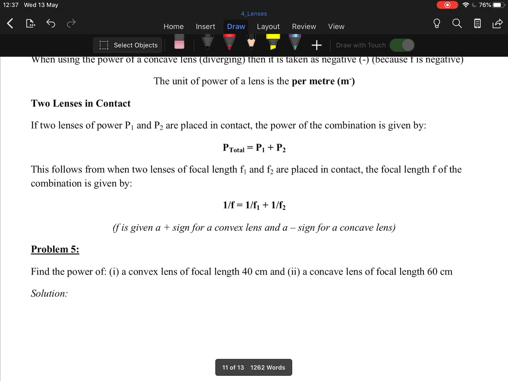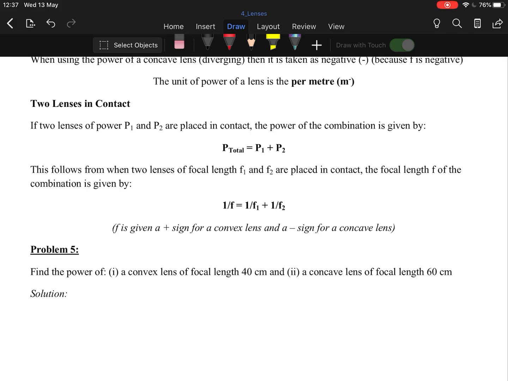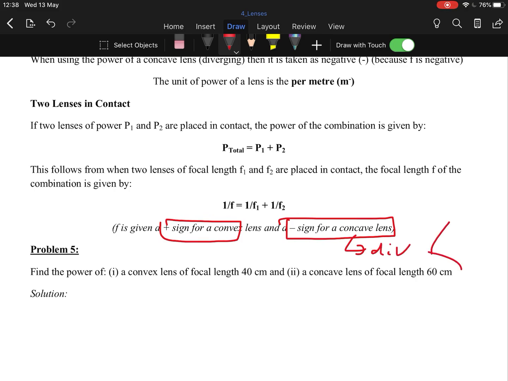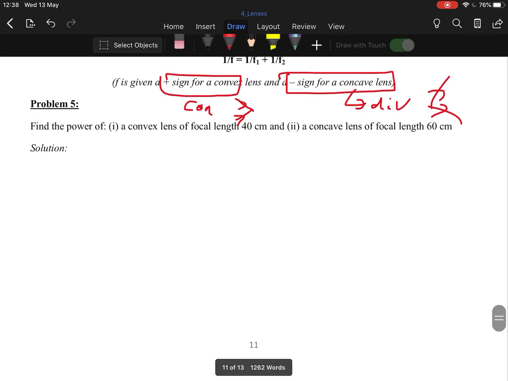All right. Now, if two objects are in contact, the total power is equal to P1 plus P2. So therefore, you can find the focal length from that because obviously 1 over F is equal to P, all right? And remember that your convex gets a positive lens and your concave gets a minus because concave is diverge. So it's going to spread the rays out, and this is converge. So it's going to bring the rays in, okay?